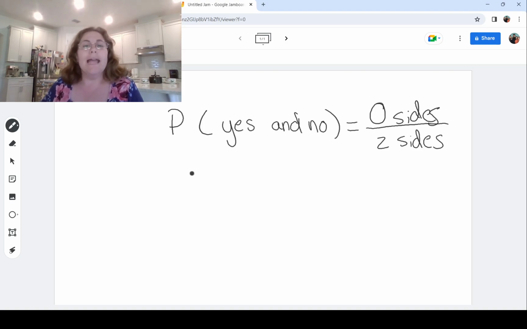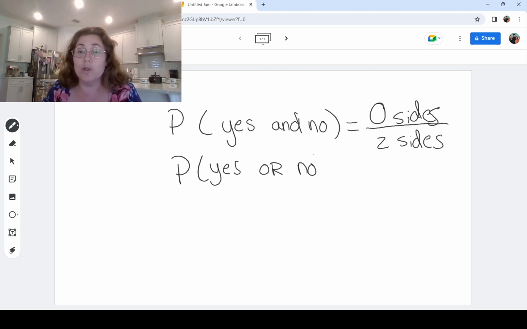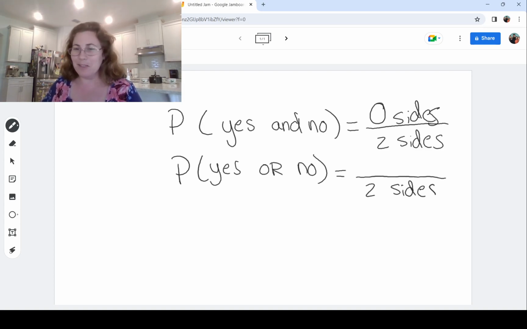Okay? Now, my next favorite, and most English people are not a fan of this, is the word where they use or. So, what's the probability that I get yes or no? Let's start with the easy part. The total outcomes is there's two sides. So the easiest part is starting with the denominator of our fractions. Always start with the total because that makes it so nice. Now, what's the probability I get yes or no?